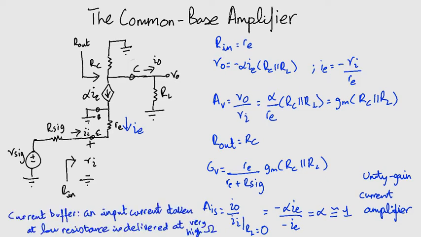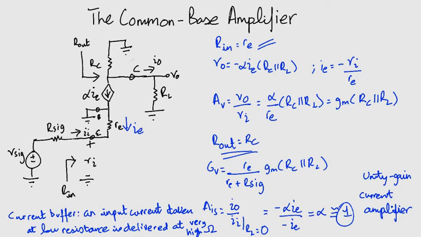The buffer means that an input current taken at low resistance is delivered at an almost equal value at a very high resistance. You can see that Rin is very low and Rout is very high, while the short circuit current gain Ais is almost equal to unity. And this is a very desirable property.